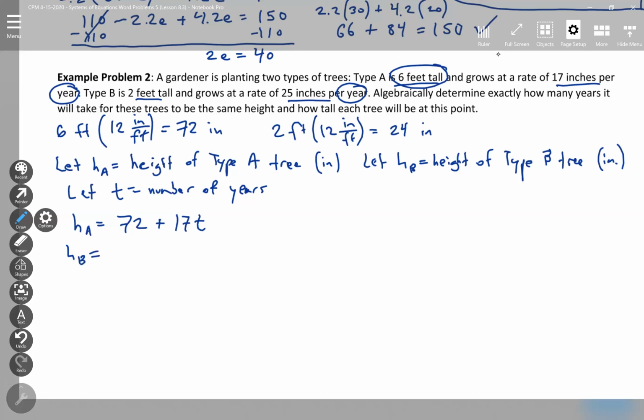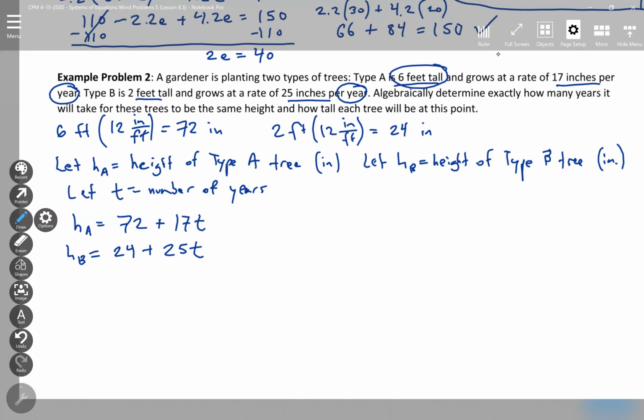And then we have the height of tree B. So this is going to be similar. Tree B starts at a height of 24 inches. And this one grows at a rate of 25 inches per year. So we would take that growth per year and multiply by the number of years to find the total growth. And those are 2 equations.